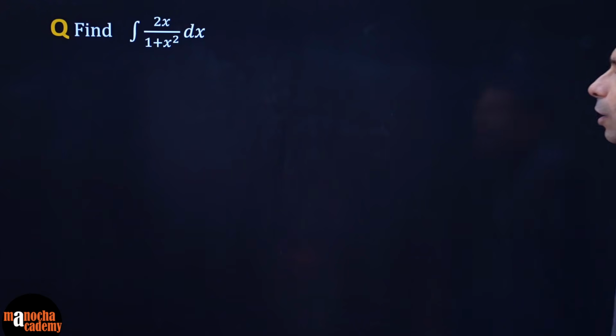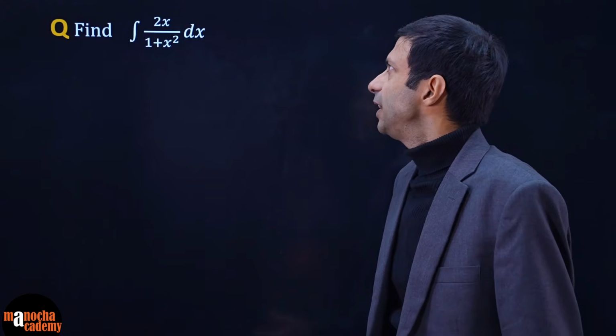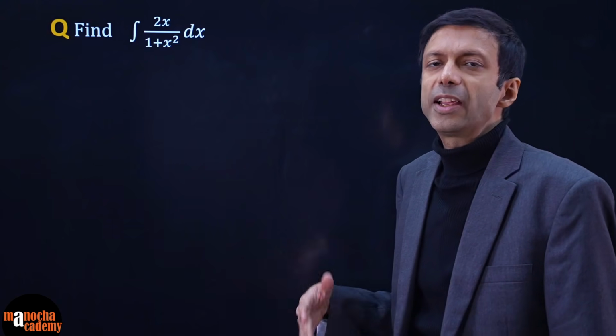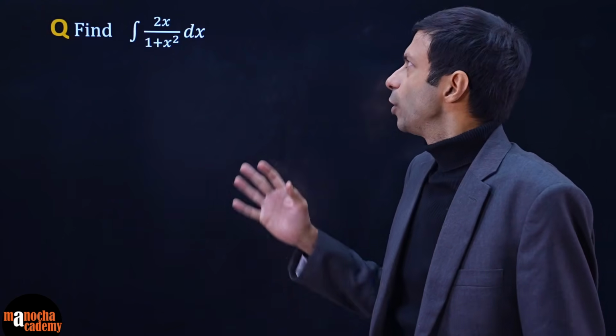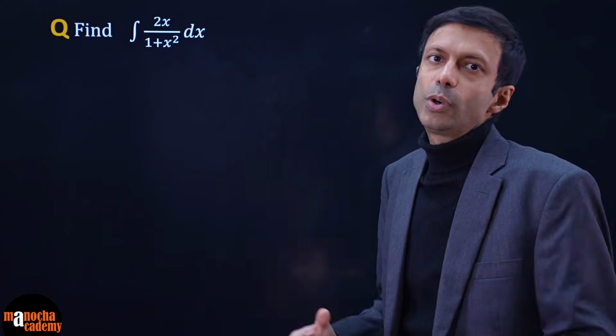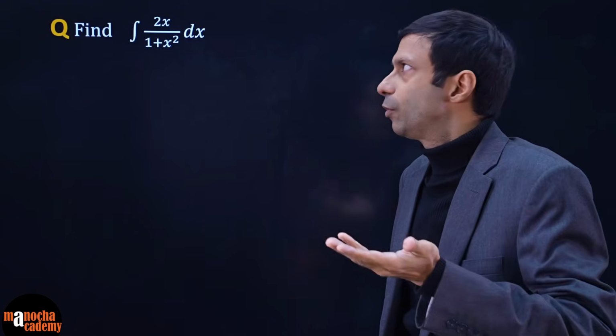Now look here, integration of this. Now what will you do? Now question is, will you take 2x as t, 1 plus x square as t, or x square as t? Which one will you take? Because see, there is no direct formula for this. There is no direct antiderivative formula for this. So which one will you take?